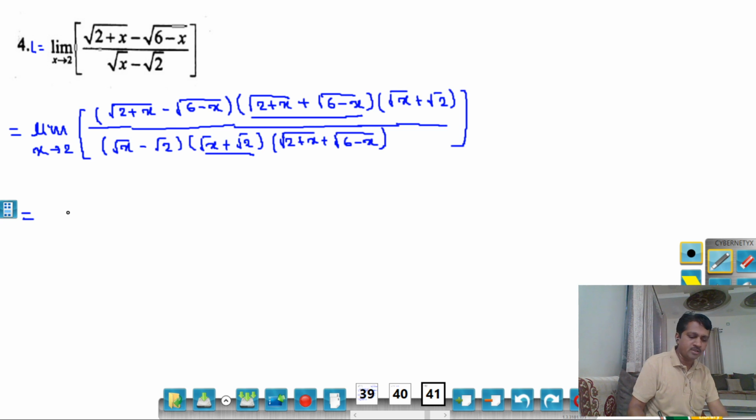Okay, this is equal to limit x tends to 2. समजते सर्वांना? पूर्ण कॉन्सन्ट्रेशन ने लक्ष द्या.